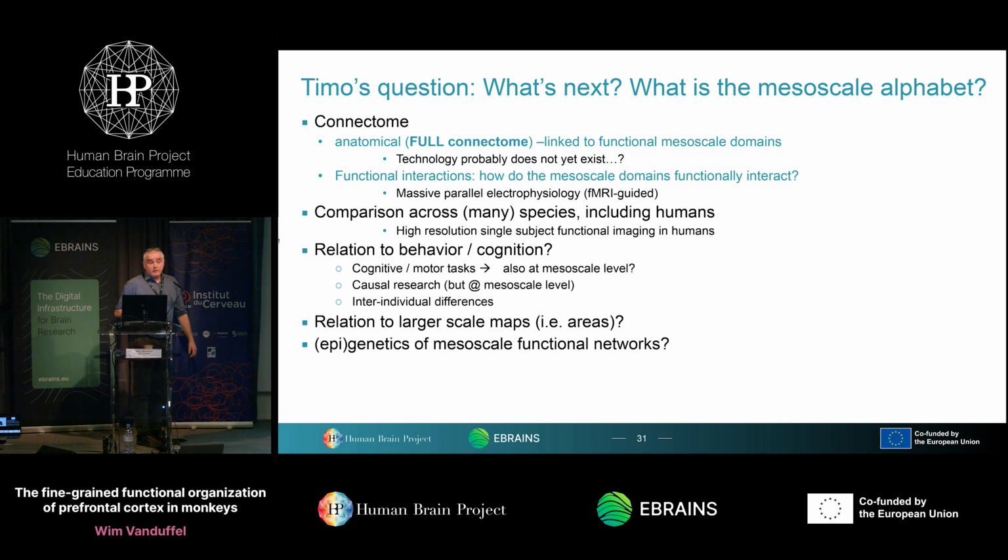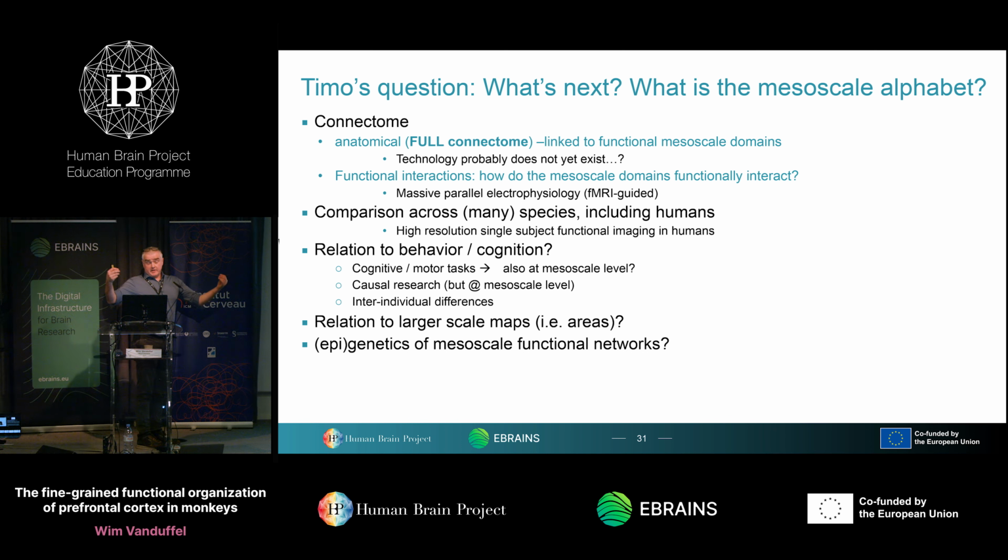Another big question is, how does this relate to perception and behavior? Are these things really relevant to understand cognition? We do not know. To do that, I think we have to start using tasks. Whatever I showed was just passive stimulation. You need to start doing cognitive tasks and see whether you get similar mesoscale functional networks, domains, basically in prefrontal cortex and in the rest of the cortex.